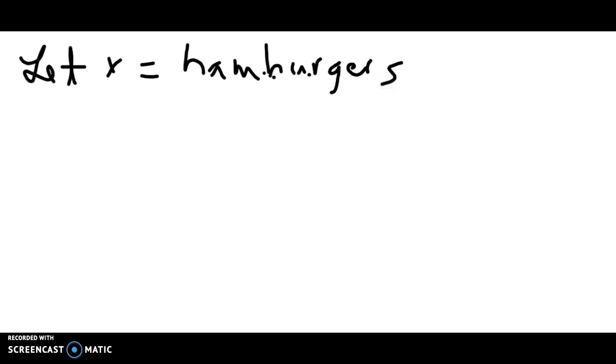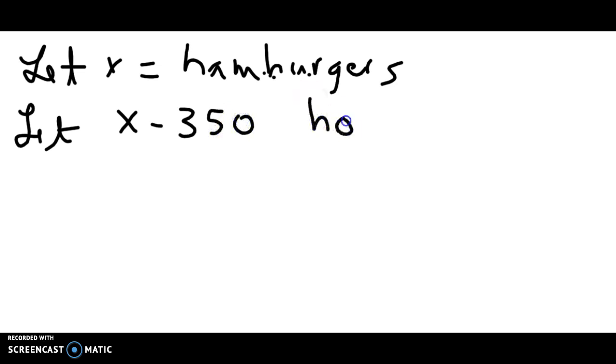Sorry, I have to write with my finger so it doesn't look so good. And then now we're going to say let x minus 350 represent our hot dogs. So now we have the two statements. It says how many of each did they sell? So altogether the restaurant sold 700.